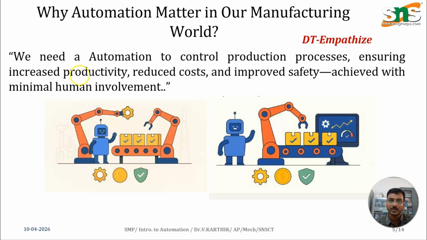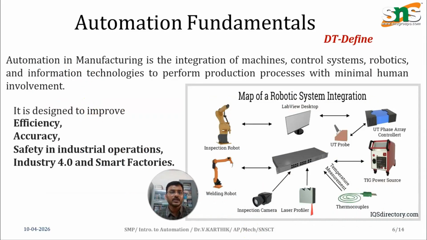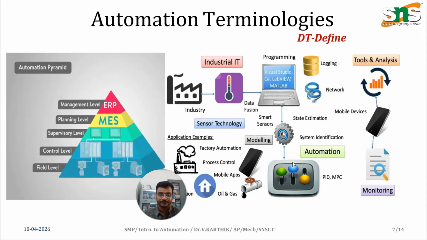This is about automation fundamentals, where we'll see that automation in manufacturing is the integration of machines, control systems, robotics and information technology to perform production processes with minimum human involvement, which will help in improving the efficiency, accuracy, and safety in industrial operations, and in Industry 4.0 smart factories. This is one of the robotic system integrations, with the desktop, the inspection robot, and some of the components: inspection camera, welding robot. This is the main part. These are some of the components or parameters which we consider in an automation system.